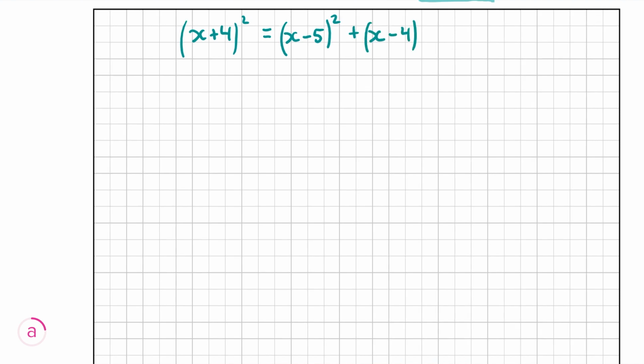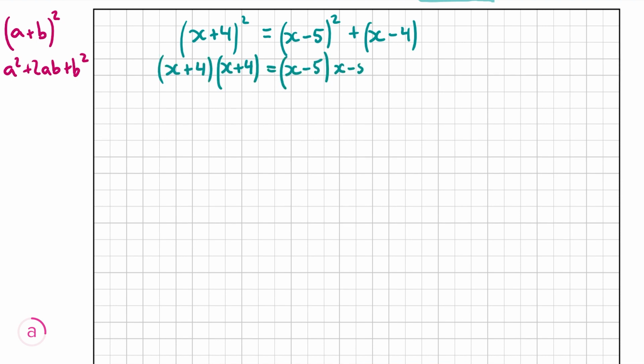Now we can do this the quick way, and the quick way is, if we have (a plus b) squared, the answer will be a squared plus 2ab plus b squared. That's a little trick that I like to use, but I'll just write it out the longer way here so that it makes complete sense. So (x plus 4) squared is just (x plus 4) by (x plus 4), equal to (x minus 5) by (x minus 5) plus (x minus 4) times by (x minus 4).